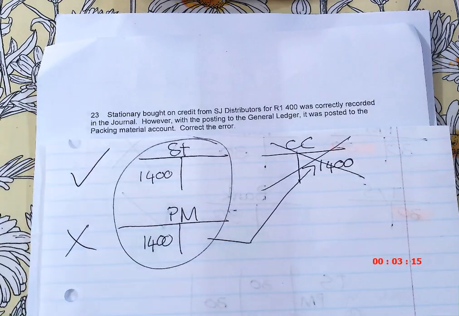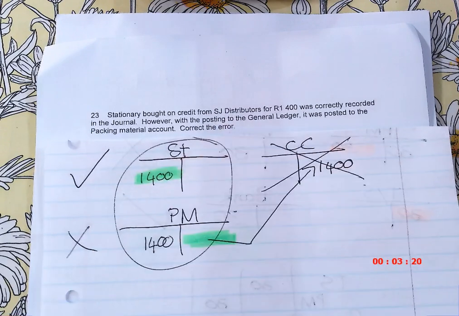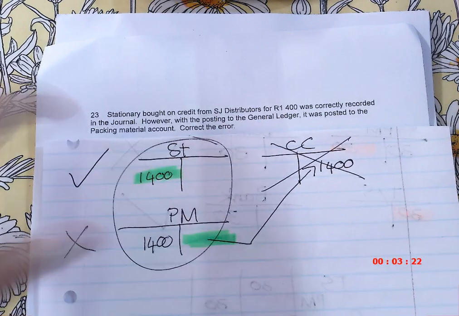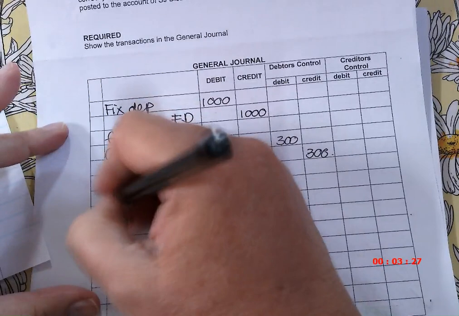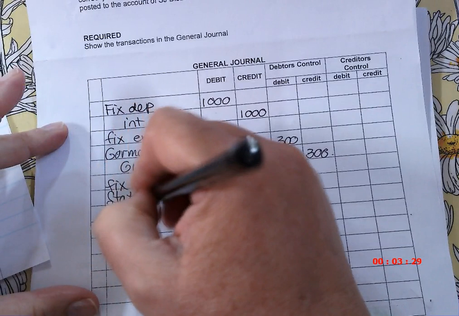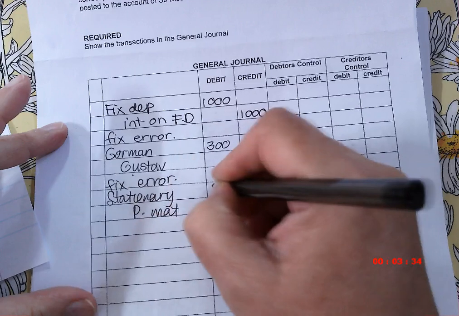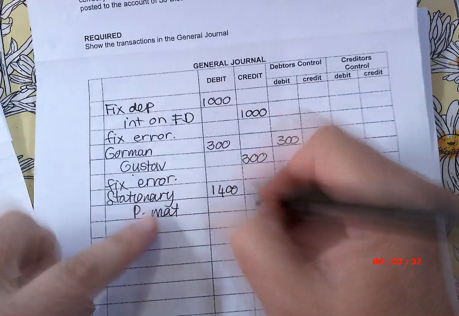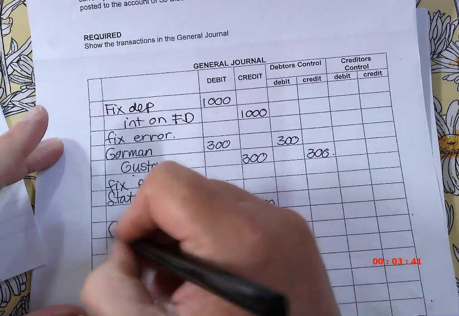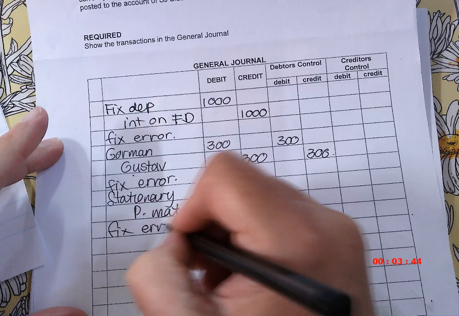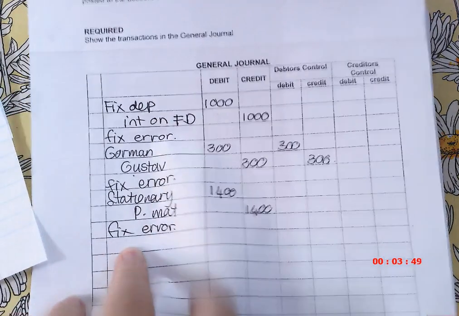So what am I going to do? I'm going to take the wrong one out and put the right one in. So I'm going to debit stationery and I'm going to credit packing material. 14. There's no names, so there's no controls, and I'm fixing an error. Okay. Now do for me the 26.